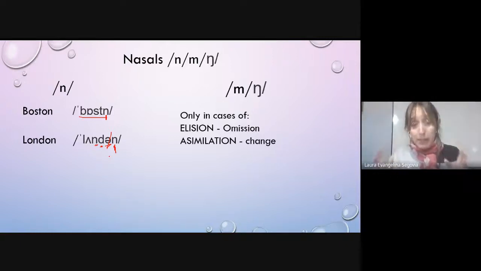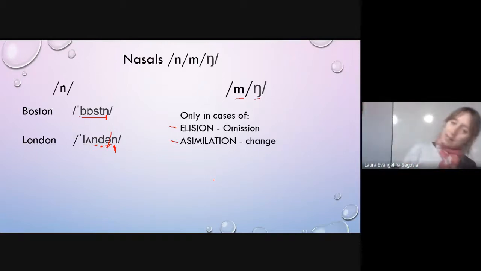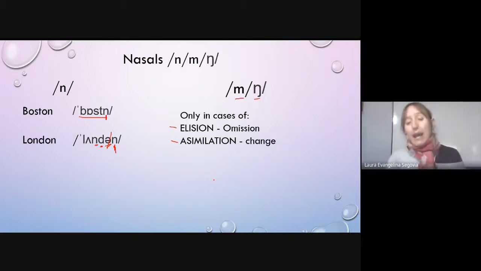But again, RP says that when you have this combination you need a schwa there because of a problem of pronunciation. And in the case of n and ng, they tend to be syllabic only if you have elision and assimilation. And you will say, teacher, what is elision? What is assimilation?